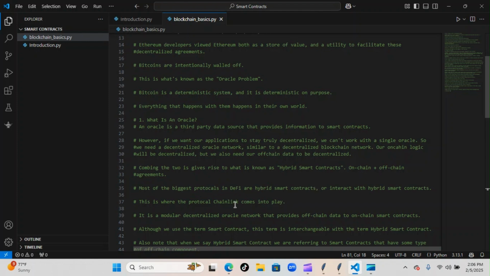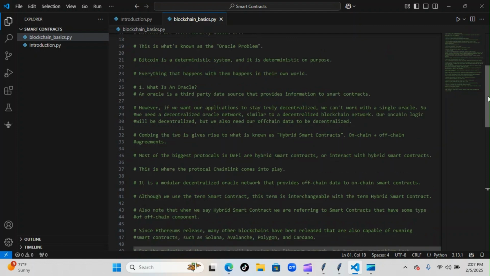And this is where the protocol Chainlink comes into play. It is a modular decentralized oracle network that provides off-chain data to on-chain smart contracts. So Chainlink is something we can use to get around the oracle problem that we see within the Bitcoin ecosystem. Because it is walled off, we can use a Chainlink system that provides the off-chain information to our on-chain information. This is where we can provide Bitcoin or other closed-off ecosystems with the information they need from third-party sources, which helps our platform run more efficiently. Those are just some of the topics that we touched on today.